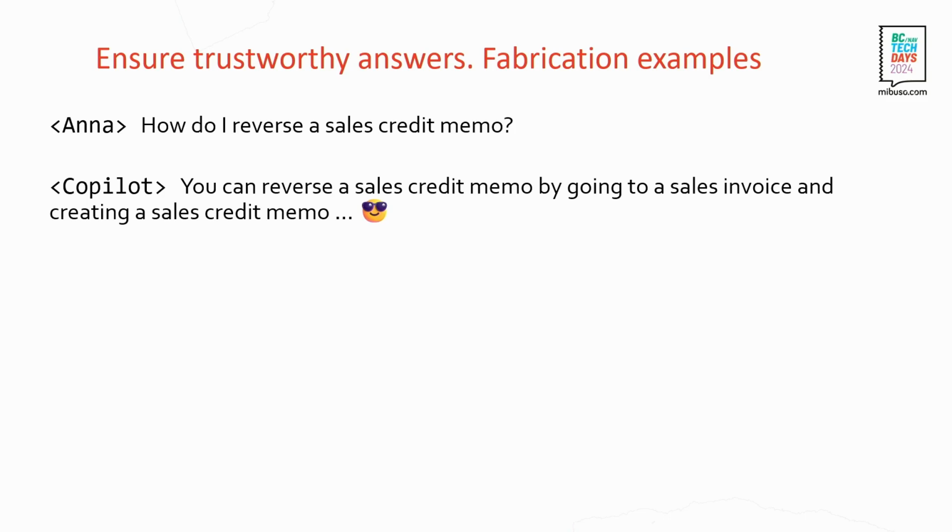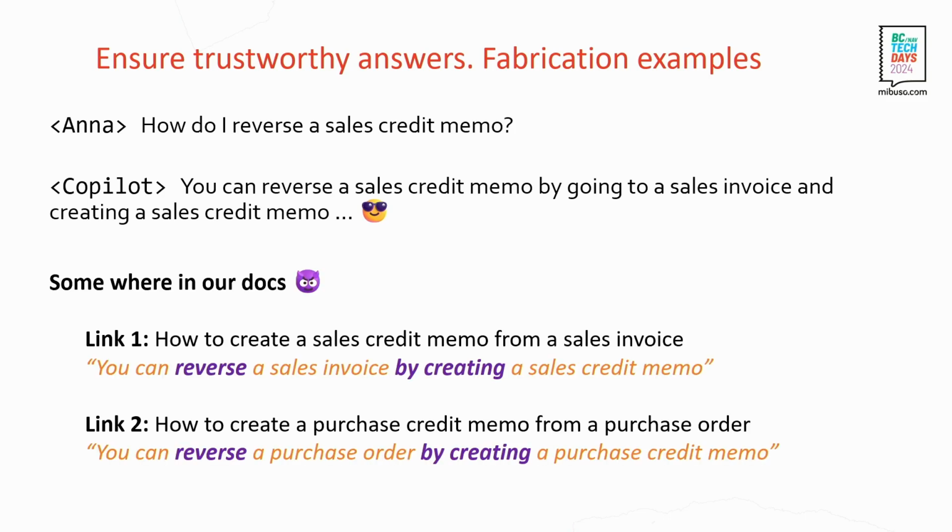And that reply sounds very convincing. It has the right English words in the right sentiment and the right kind of structure. But the truth is, it's an absolutely non-existent statement. We don't have any way to reverse sales credit memos from sales invoices. You need to do it differently. So Copilot replied with something that sounds very convincing, but it's absolutely fabricated. It's not grounded, it just puts English words into a sentence.